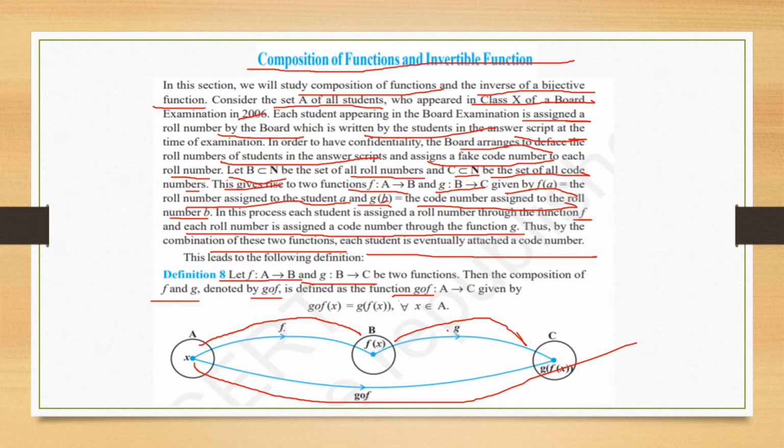It will be defined as the function mapping from A to C, and gof(x) is equal to g(f(x)) for all x belonging to A, right? And this example gives a very clear idea of the concept of composition of functions.